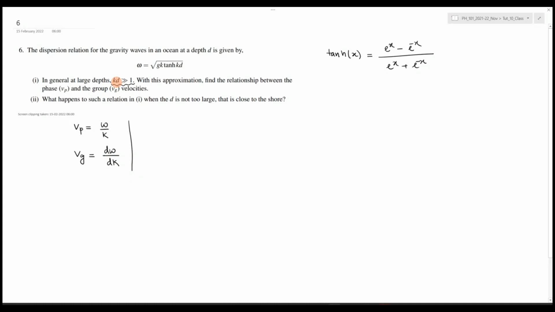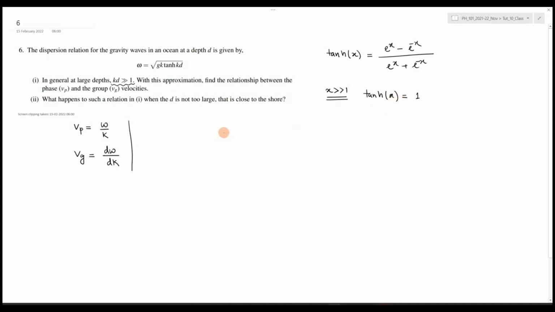Now, because our kd is very much greater than 1, that means our x is very much greater than 1. If x is very much greater than 1, then tanh x will become approximately equal to 1. This part will be 0, e to the power x will remain, that will get cancelled, so it will become 1. If x is very much greater than 1, then tanh x is equal to 1. Everyone agrees here?